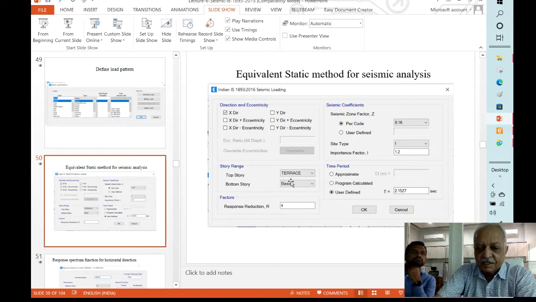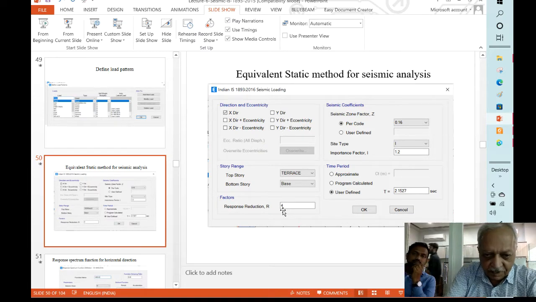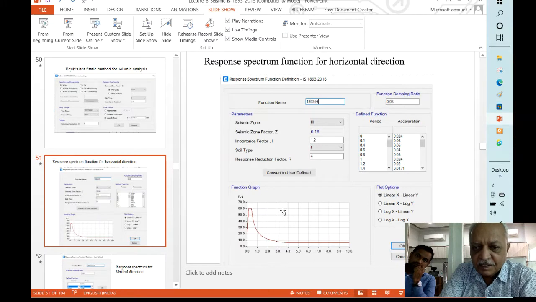As far as height is concerned, you have to indicate what is the topmost story and what is the bottommost story base. Accordingly it will work out the height of the building. The response reduction factor also the engineer has to decide, whether you are using 4, 5, 3, whatever it is. Depending upon that, the entire seismic force calculation will be carried out. Okay. So these parameters are defined.